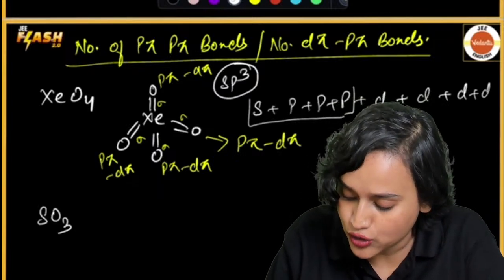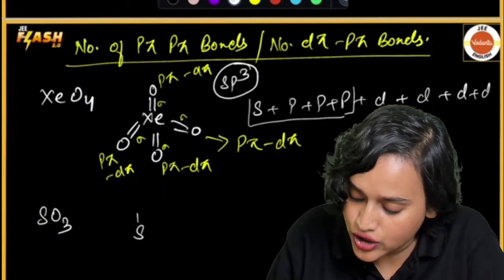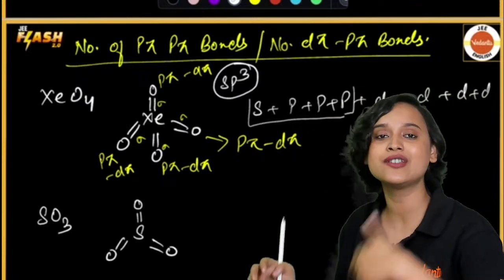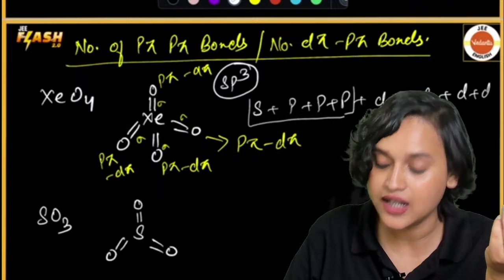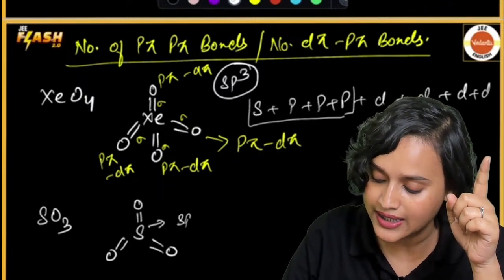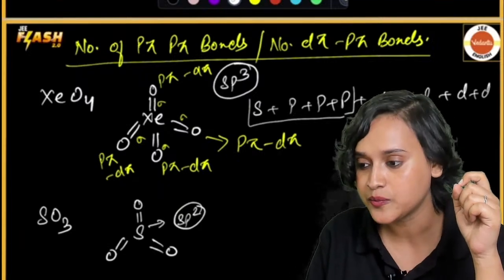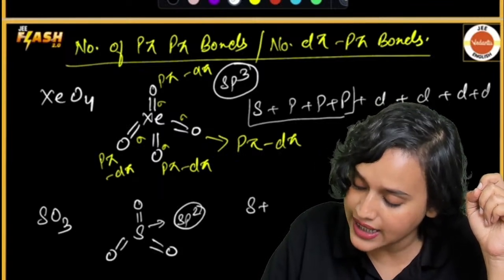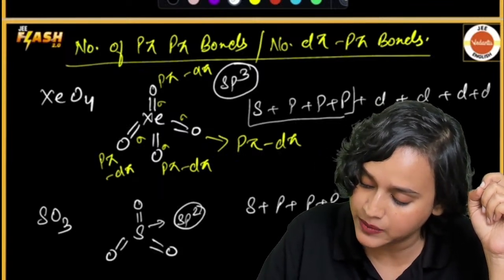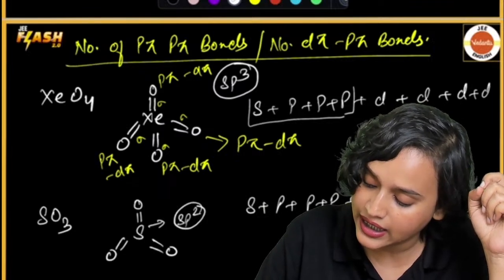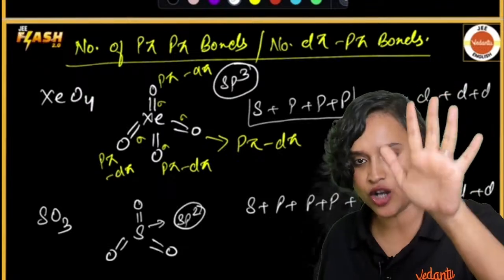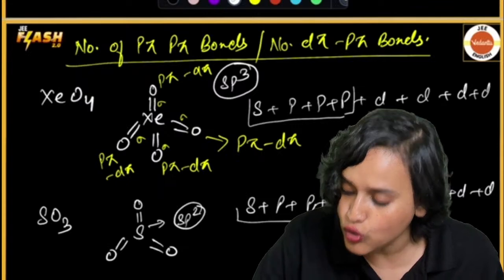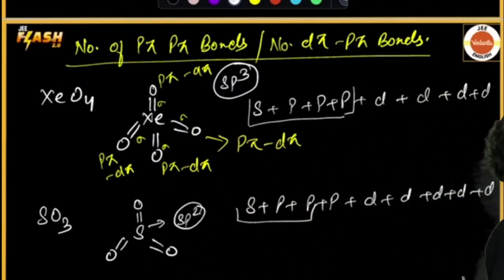For SO3, there is no charge. So S, double bond O, and double bond O. The surrounding atoms are 3. There are no lone pairs. So what is the hybridization, guys? Steric number is 3, so sulfur here is sp2 hybridized. So that means we have s plus p plus p, and then there are d, d, d, d and d. There are 5 d orbitals, 3 p orbitals and 1 s orbital, right? So sp2 went for hybridization.